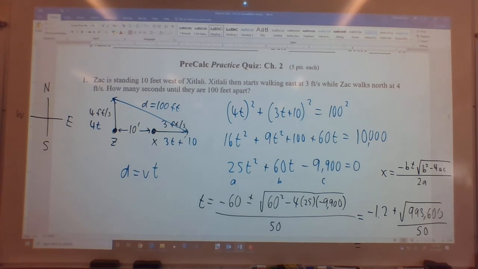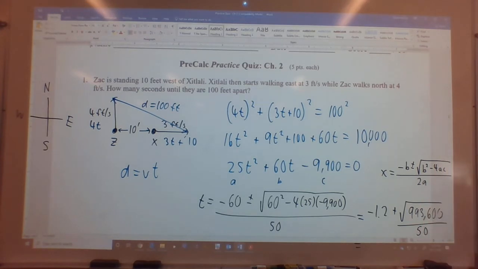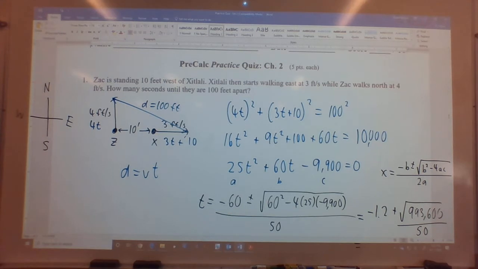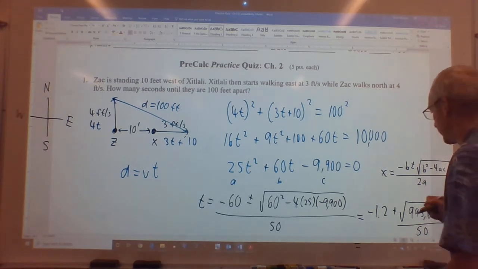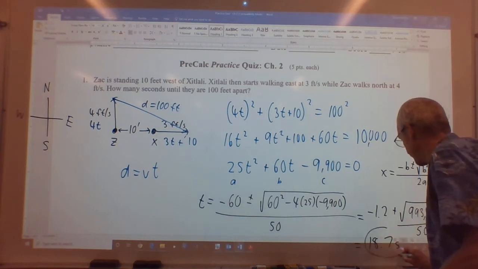And let's see, square root 996.79. That's probably good enough. So 996.79 divided by 50 equals 19.93 minus 1.2. I get about 18.735. Yeah, let's say 18.7 seconds. Good enough. So 18.7 seconds.